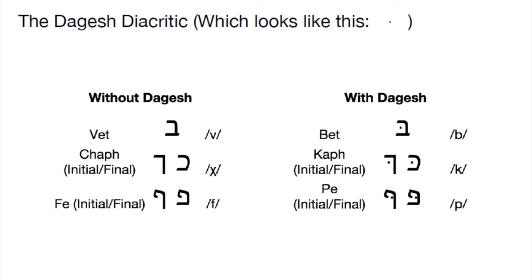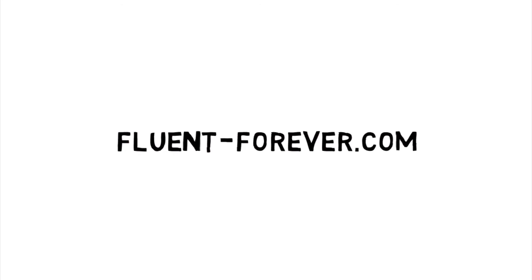Last, we talked about the diacritic dagesh, which, when you're looking at texts for students, is going to help you tell the difference between letters like bet and vet, chaf and kaf, and fe and pei. And that's all for this video. Our next stop, Hebrew's consonants.